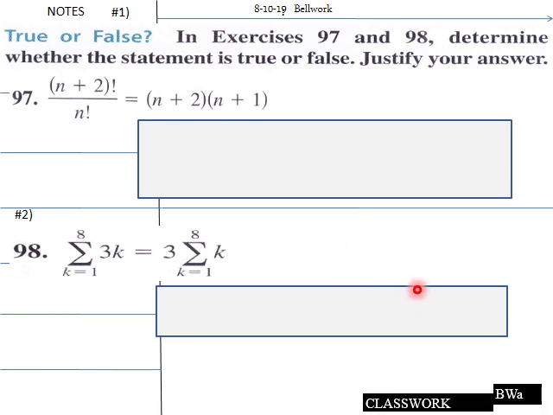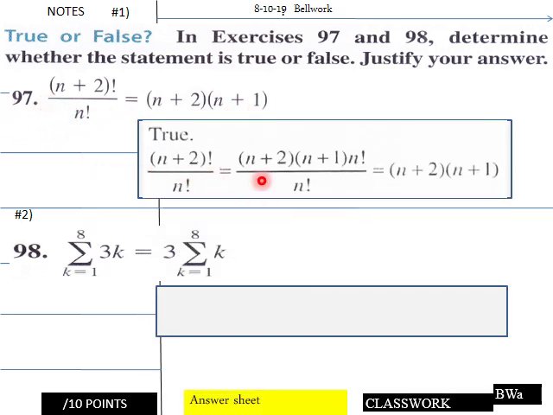Okay, welcome back for the solutions for today's bell work. True or false? We have (n plus 2) factorial over n factorial. Does that equal (n plus 2) multiplied by (n plus 1)? That is the question for 97. And it is true because (n plus 2) factorial over n factorial would be the same thing as (n plus 2) multiplied by (n plus 1) factorial, n factorial over n factorial. These cancel and then you're left with this, so it is true.